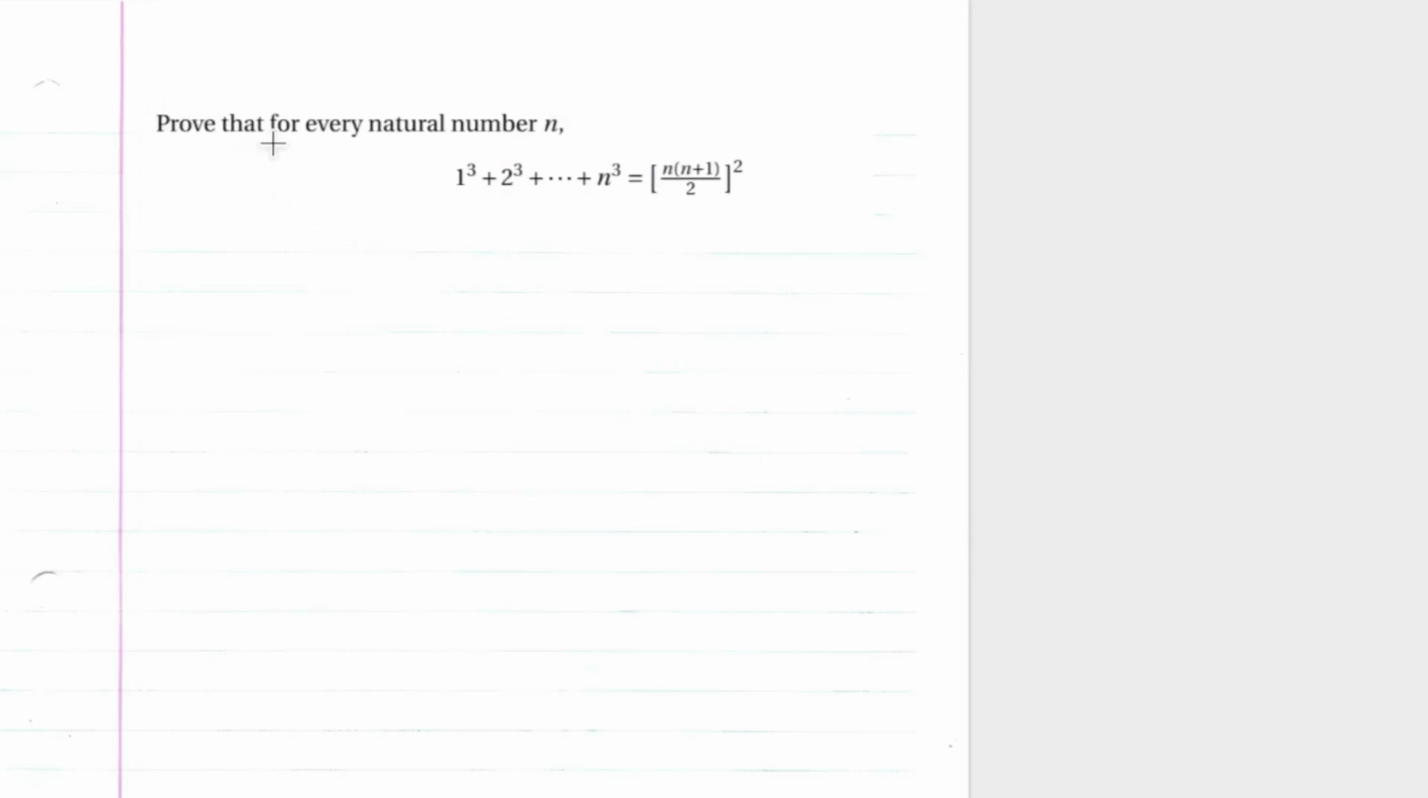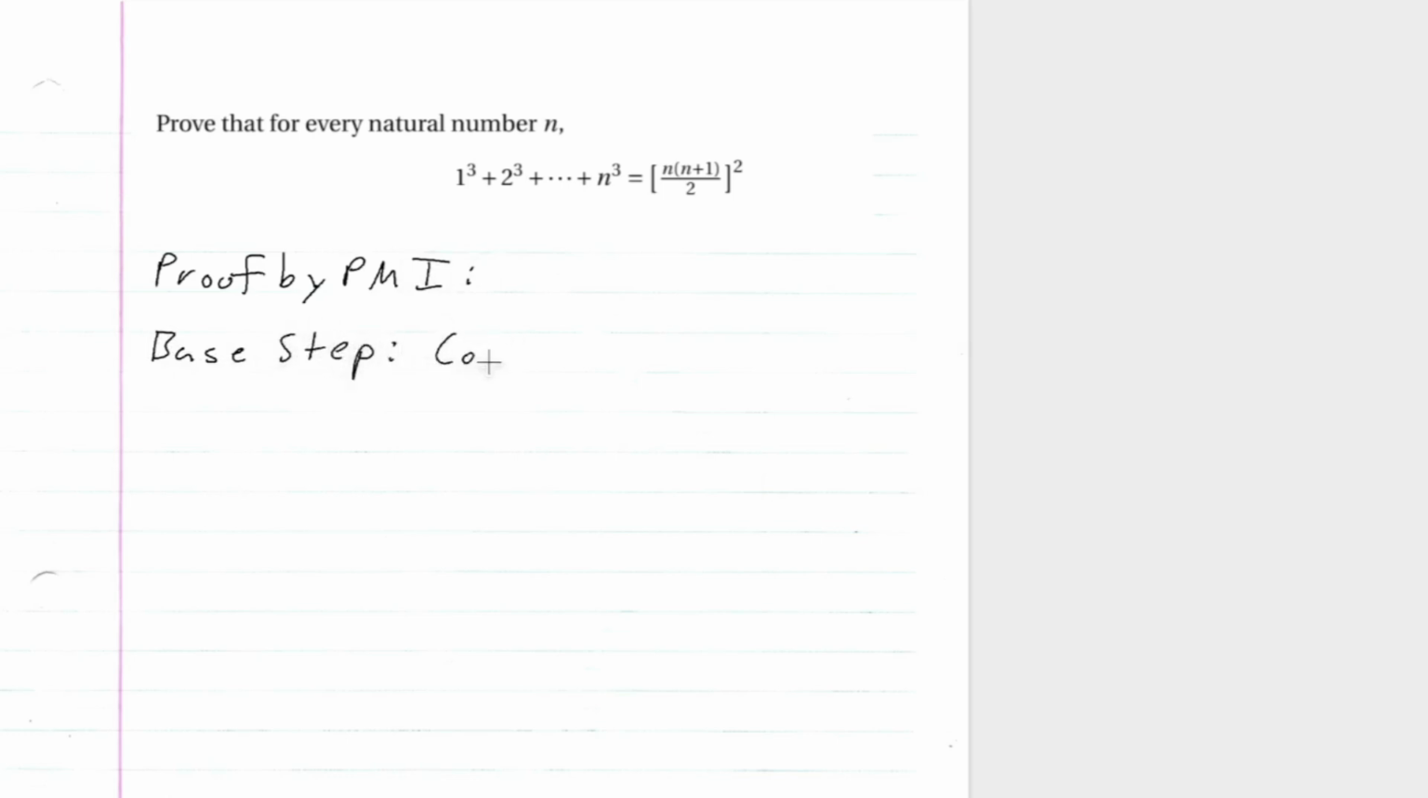Okay, so we're going to prove that for every natural number n, 1 cubed plus 2 cubed plus dot dot dot plus n cubed is equal to n times n plus 1 over 2, squared. So let's go ahead and do this proof by the principle of mathematical induction. So we're going to have our base step.